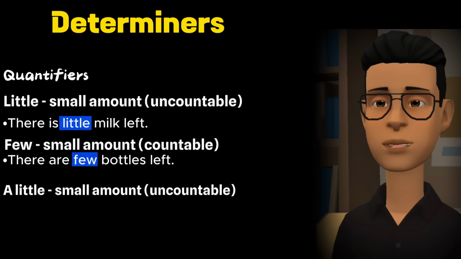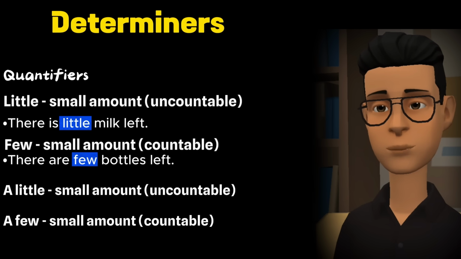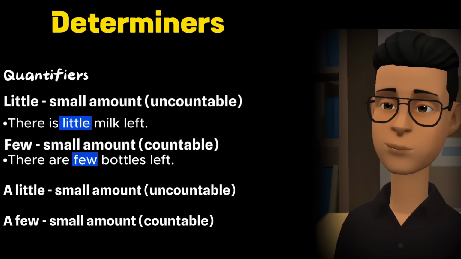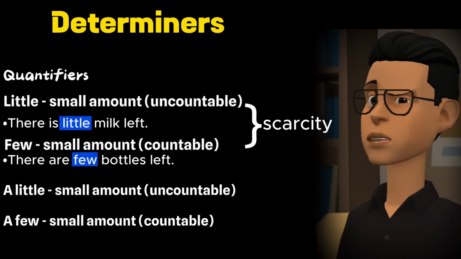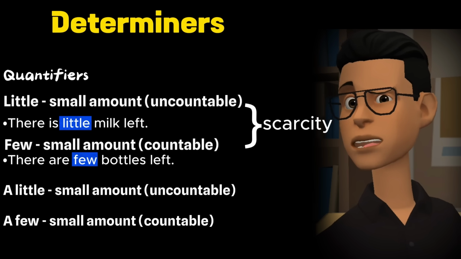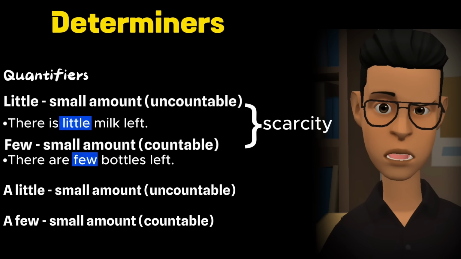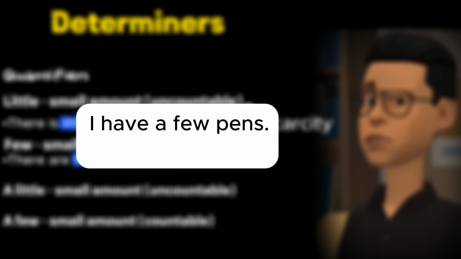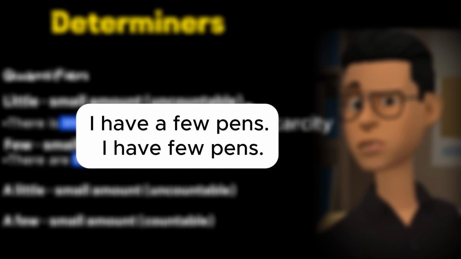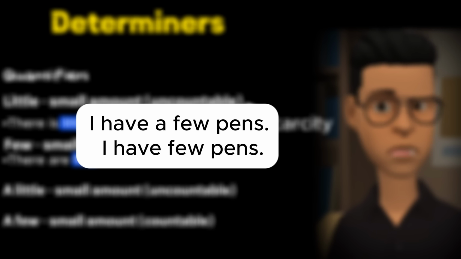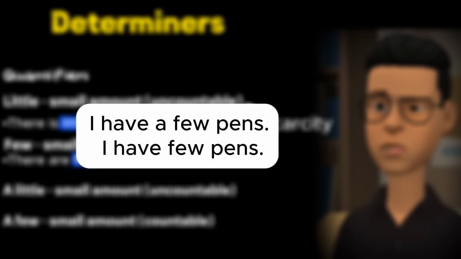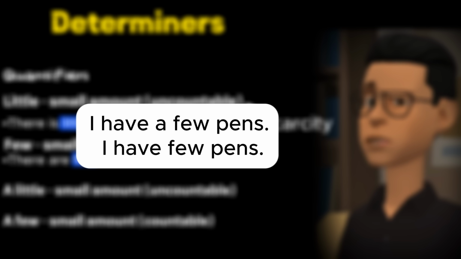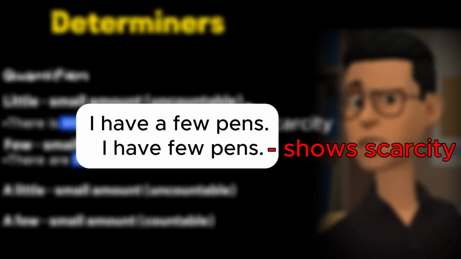Also, a little and a few are used. They are similar to little and few. Few and little are used to show lack of the things, but a few and a little show a small amount, but still don't show scarcity. For example, I have a few pens. And I have few pens. In the first, it doesn't tell that I have fewer pens than I want, but in the second line, it shows that they are not enough.